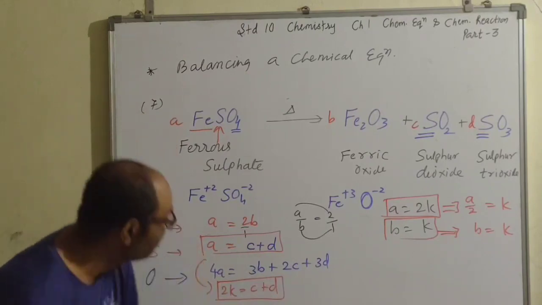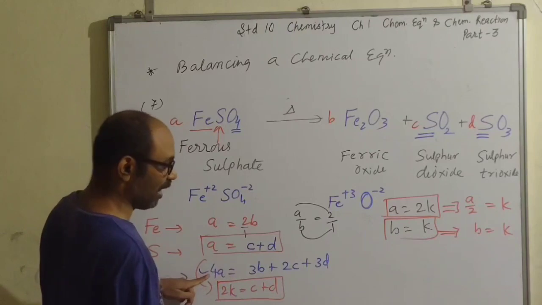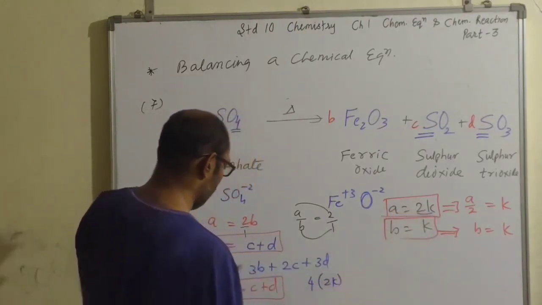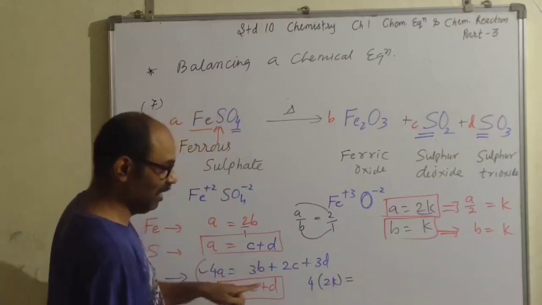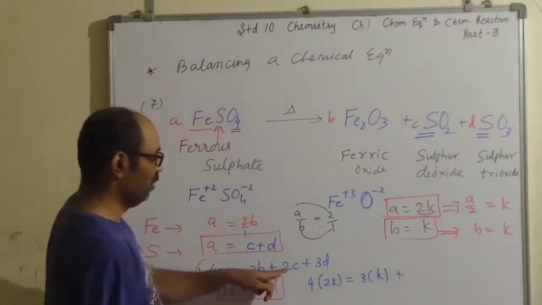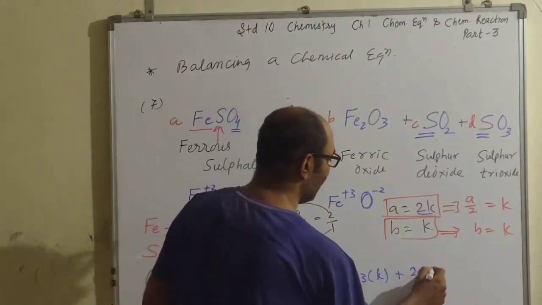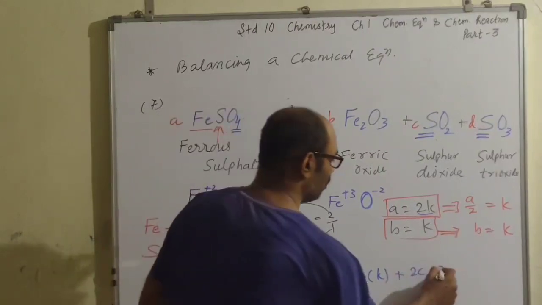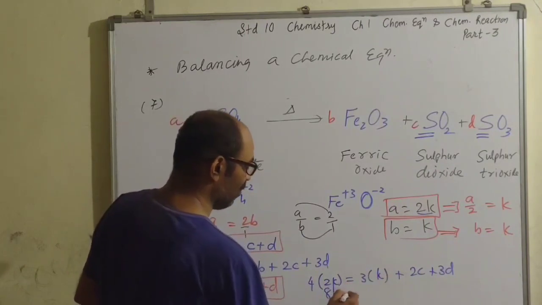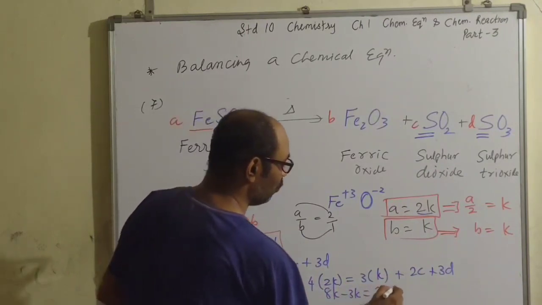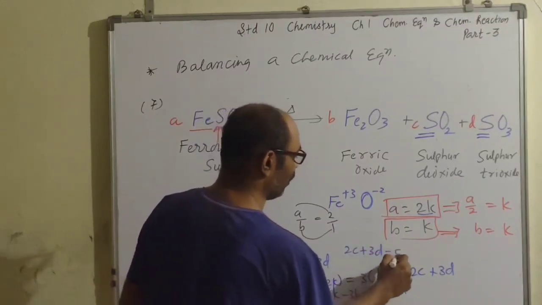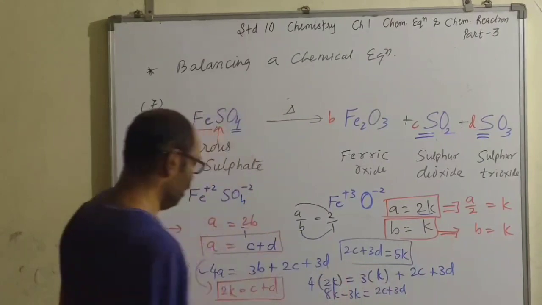So let's use this formula now. 4A. So 4 into what is A? 2K is equal to 3B. So 3 into K plus 2C, वो 2C ही रहेगा, और 3D वो 3D ही रहेगा. This is 8K. ये 3K बाजू ले आओ. 3K is equal to 2C plus 3D. So 2C plus 3D is equal to 5K. ये दूसरा इक्वेशन.